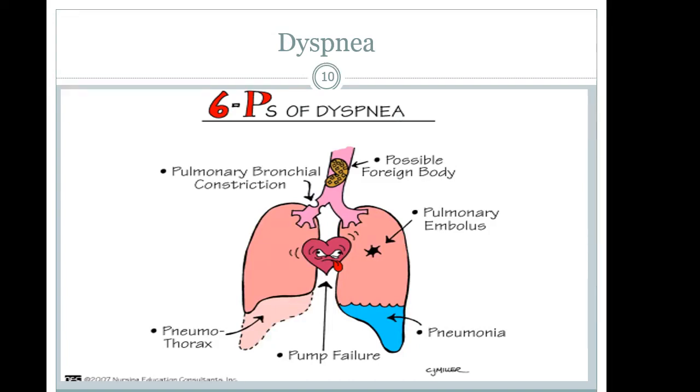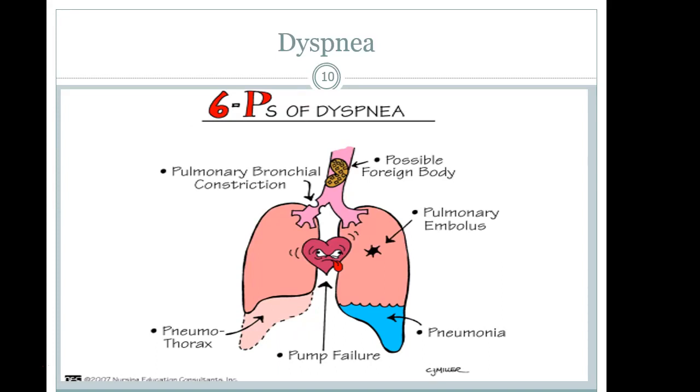We're going to move on to looking at what causes the shortness of breath. First of all, any type of pulmonary bronchial constrictions. So if you get a possible foreign body stuck in your trachea or airway, that definitely could lead to a shortness of breath. A DVT that has broken off and traveled to the lungs and thus has become a pulmonary embolus, that definitely would cause a shortness of breath.